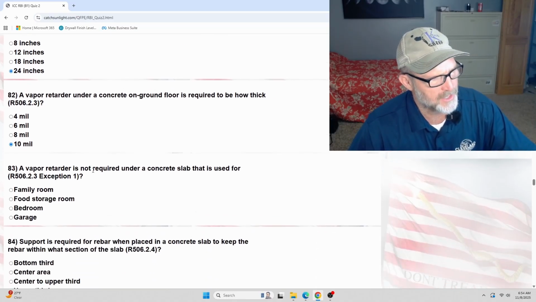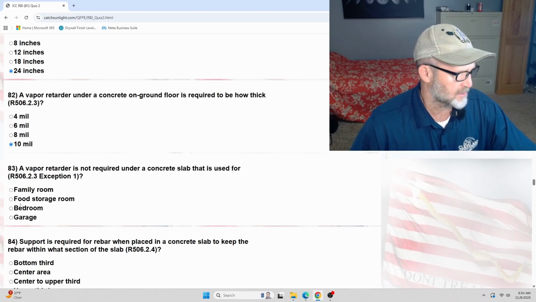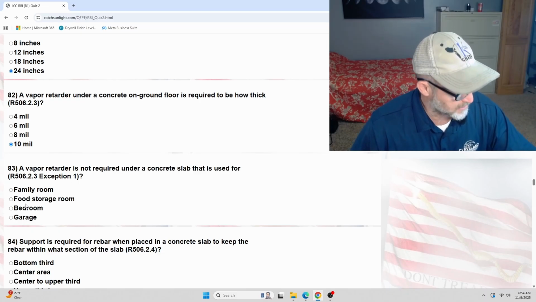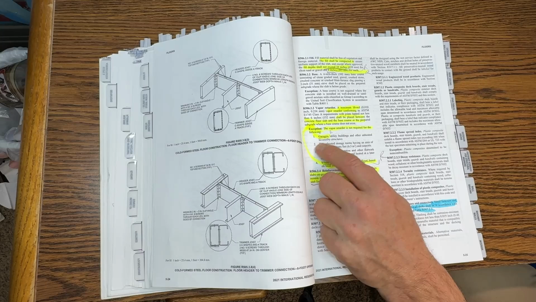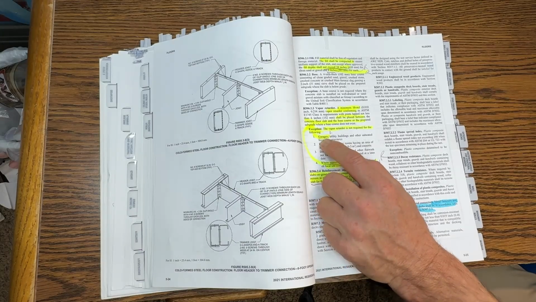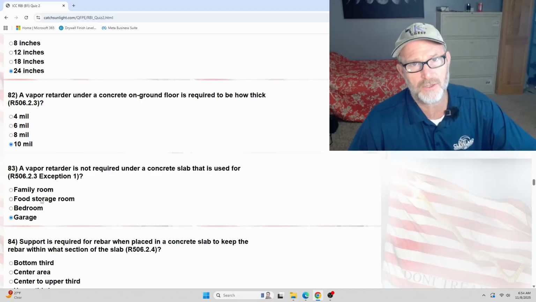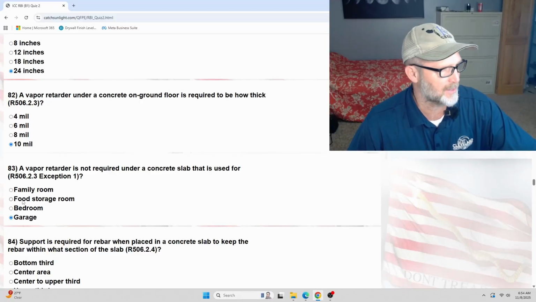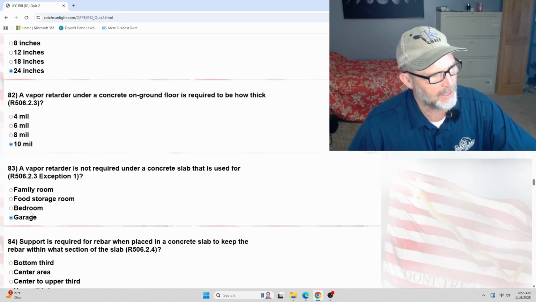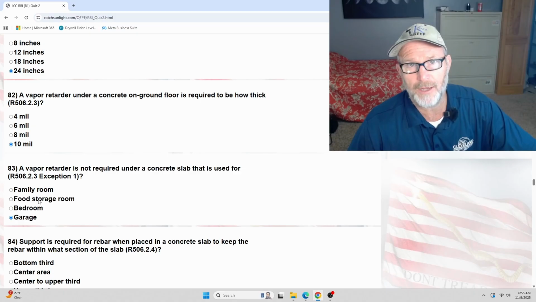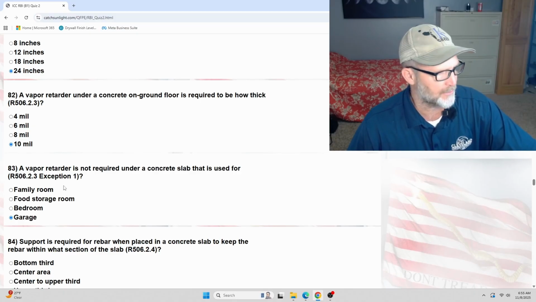A vapor retarder is not required under a concrete slab that is used for what? Let's go ahead and look at R506.2.3, Exemption 1. Garages. So you need them in all your interior areas. I put food storage room. I know people store things like food in a garage, so maybe it's not applicable, but the reality is all living areas, habitable locations, need to have a vapor barrier under them.